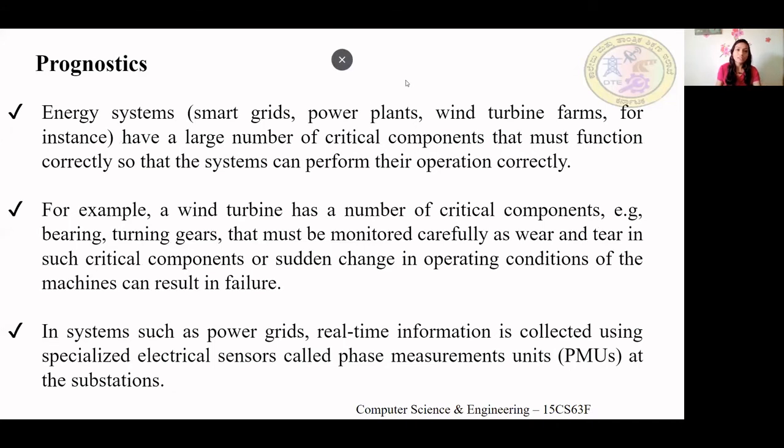And the third application is prognostics. So third is prognostics. I told you what prognostic is. What is prognostic? Can anyone tell?